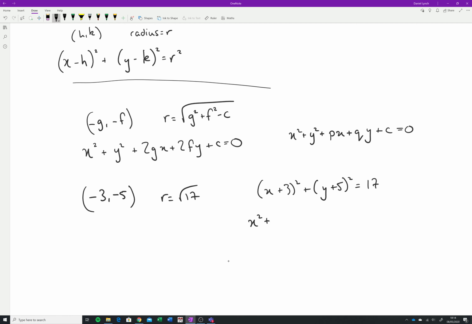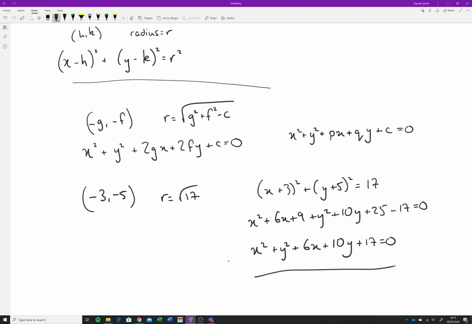Go x squared plus 6x plus 9 plus y squared plus 10y plus 25 equals 0, and get x squared plus y squared plus 6x plus 10y. And am I missing something there? Oh yeah, sorry, it wasn't equal to 0. I'll bring the 17 over, minus 17 equals 0. Okay, so what do we have there? We had a 9, we had a 25, and we were taking away 17, so we were at 17 in that case. There you go, that's what it would be.